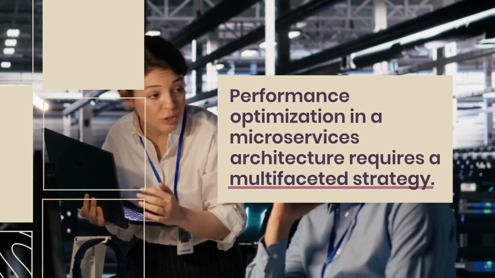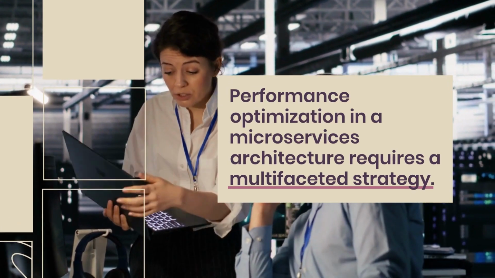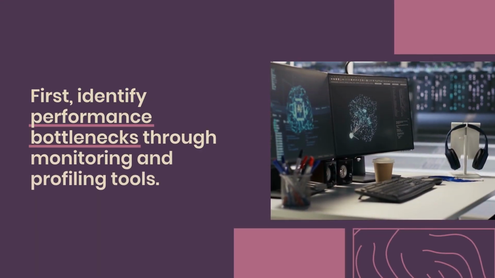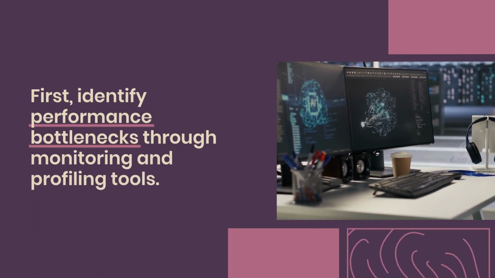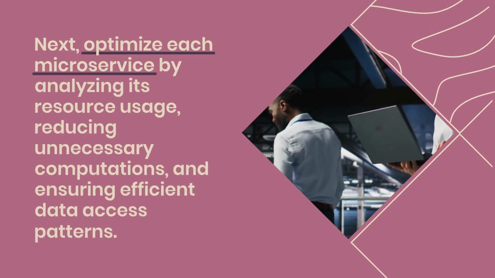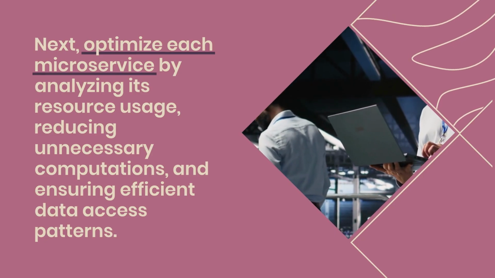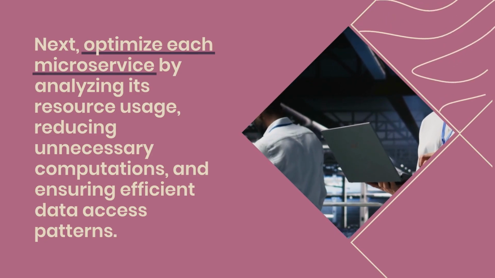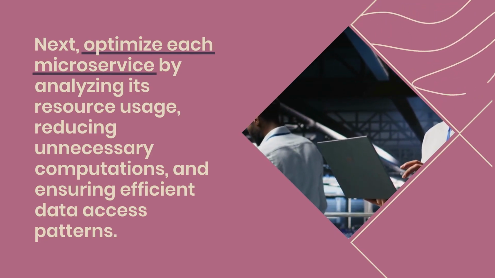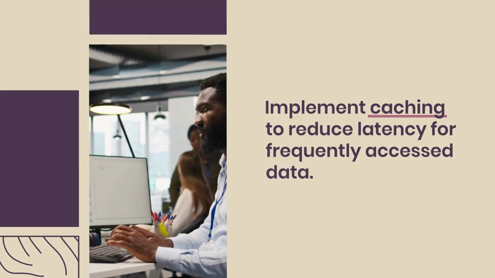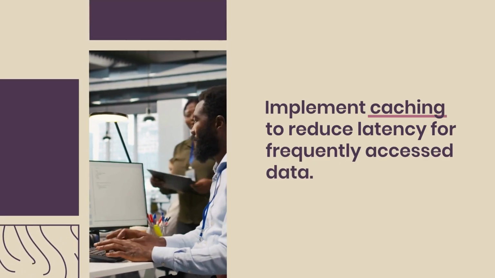Performance optimization in a microservices architecture requires a multifaceted strategy. First, identify performance bottlenecks through monitoring and profiling tools. Next, optimize each microservice by analyzing its resource usage, reducing unnecessary computations, and ensuring efficient data access patterns. Implement caching to reduce latency for frequently accessed data.